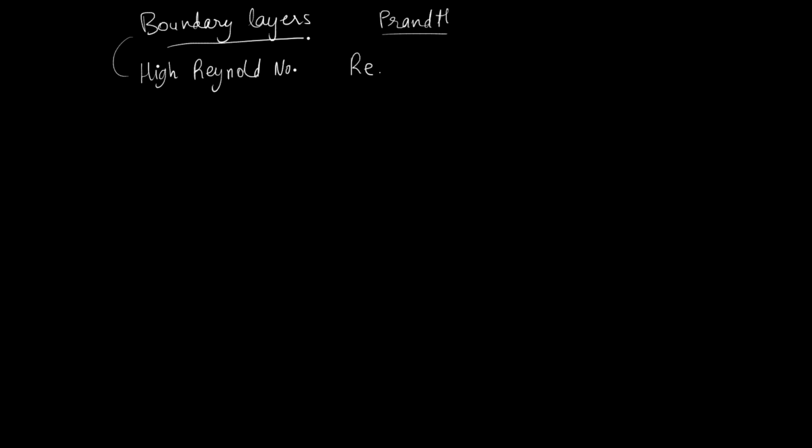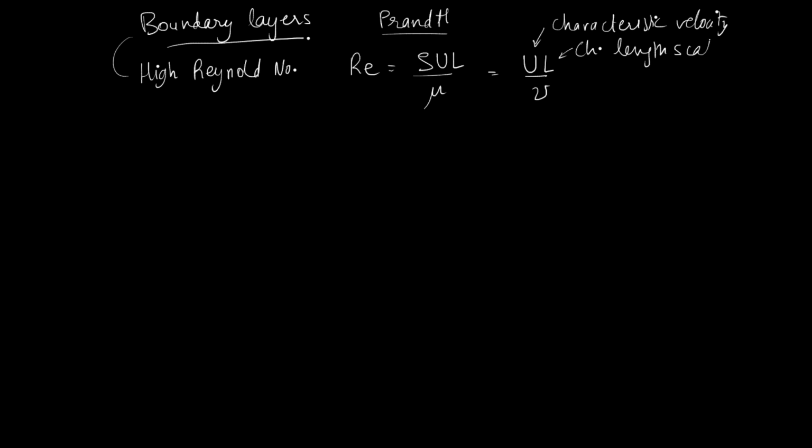Reynolds number, as you can recall, is rho u L upon mu, or it can also be written as u L upon nu. It is the product of the characteristic velocity u and the characteristic length scale L, the length scale over which the velocity changes significantly, divided by nu, the kinematic viscosity.